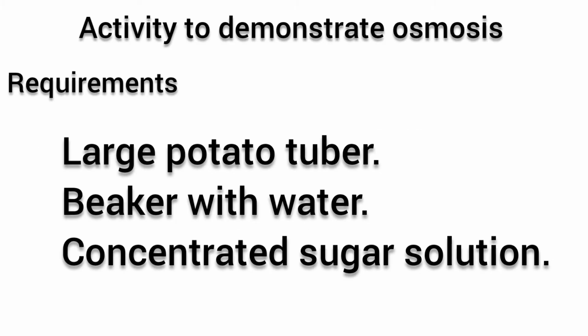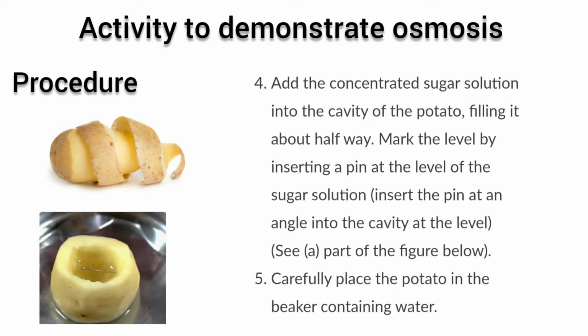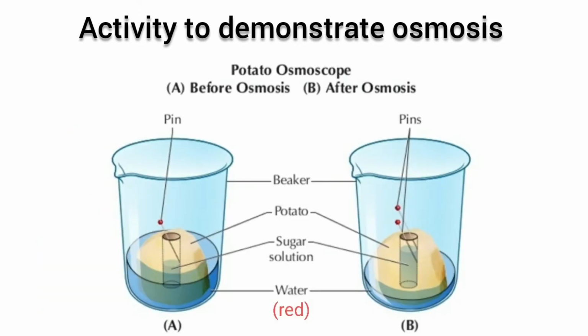For this experiment, we require a large potato tuber, a beaker with water, a strong sugar solution. For the procedure, we will take the potato tuber, peel it nicely, and cut one end of the potato tuber to make it flat. At the other end, you will scoop out some of the potato to make a cavity inside. In that cavity, you will pour a strong sugar solution, that is a concentrated sugar solution. Mark the initial level of the sugar solution with a ballpoint pen or use a pin to mark the level. This whole setup is called potato osmoscope.